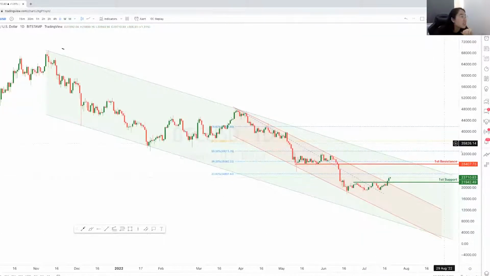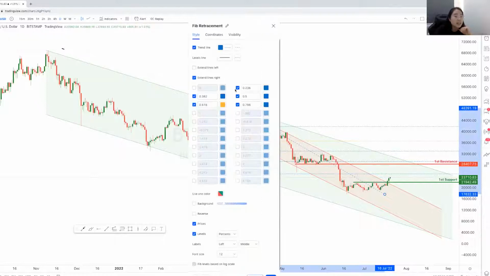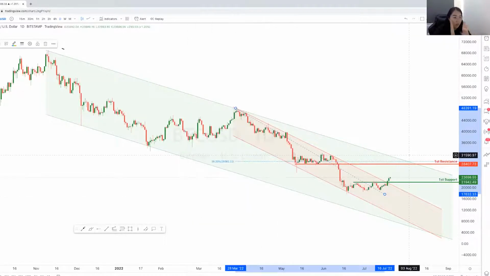Okay, yes, so the 38.2% is the closest level to our first resistance. Therefore, we're going to go into the settings and get rid of every other level that is not the 38.2%, because those levels are not relevant to us. We are just bringing our focus to the first resistance and the first support. Anything other than that, we're not that interested. Why? Because this first support and first resistance will work as our entry, stop loss, and take profit.